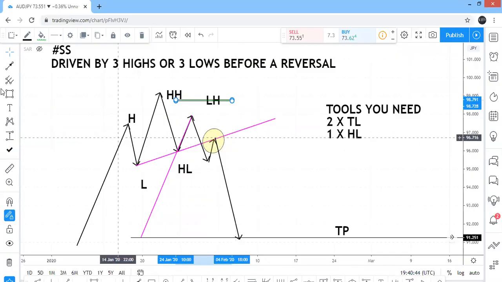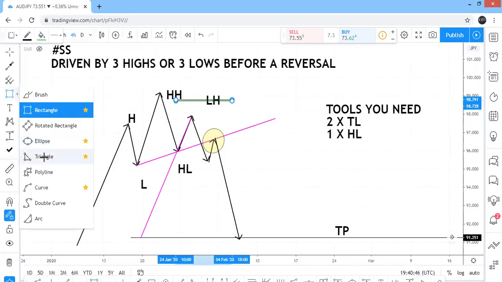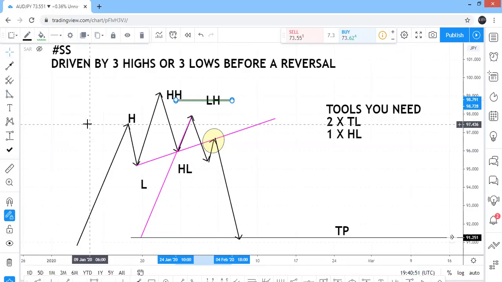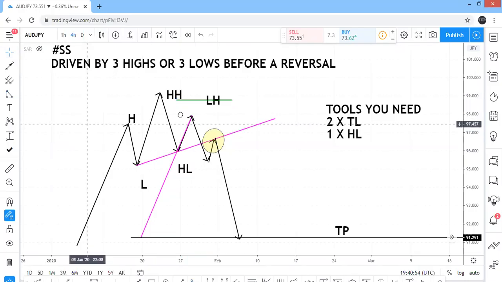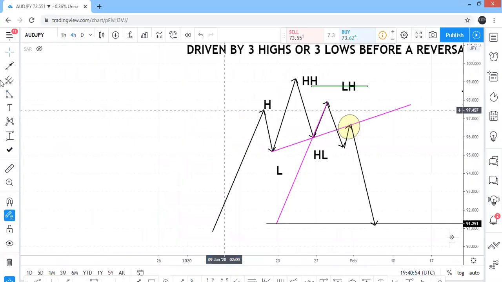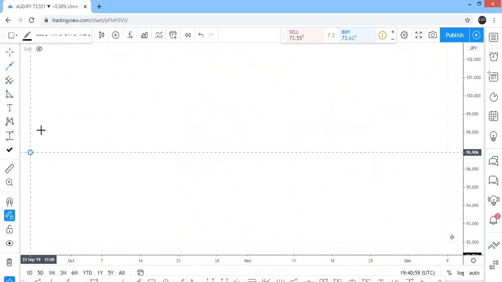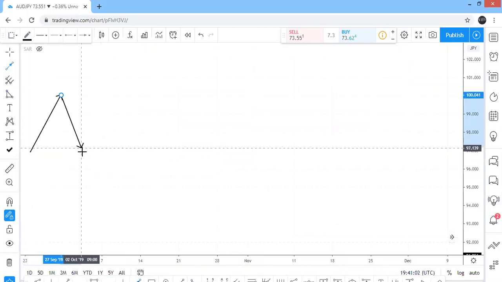So if you cannot draw the rhombus, or sometimes you can't even find a rhombus, the next best thing is looking for an SS. Now, what's the difference between this and a head and shoulders? Let me tell you the differences, because they're not the same. Head and shoulders.